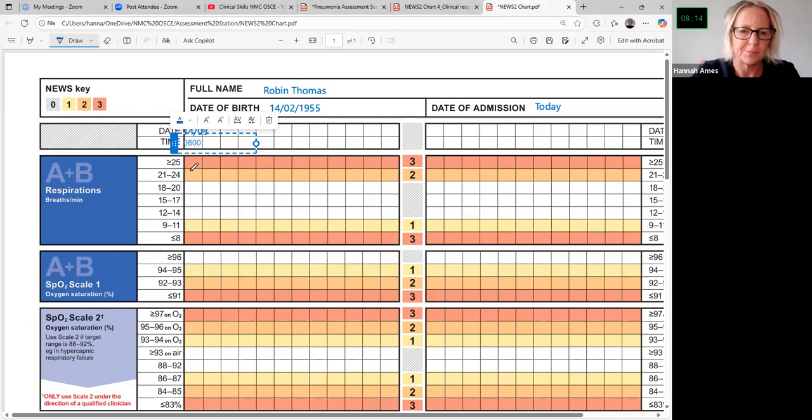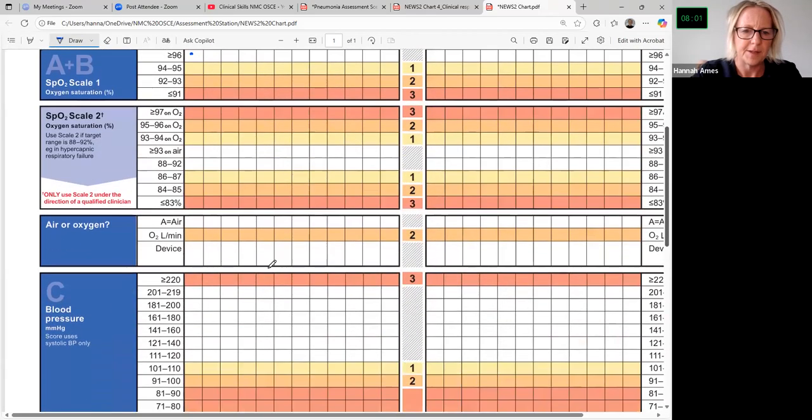So my respiratory rate was 24. I'm just going to put my dot in here. So that scores a 2. Saturations are normal, 96%, on scale 1. And the patient was on air, so I'm going to write an A in the box here.